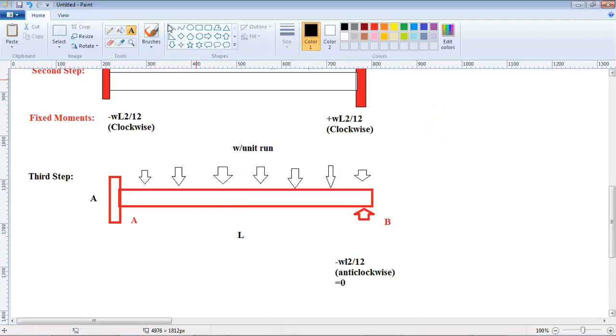But for that, what do we need to do? We need to give an anti-clockwise moment minus WL square by 12. This is the anti-clockwise moment that we are applying at end B. It's equal to minus WL square by 12. So it is the same as applying moment M at end B. And that will lead to how much moment at the fixed end? How much moment will now be transferred to the fixed end?